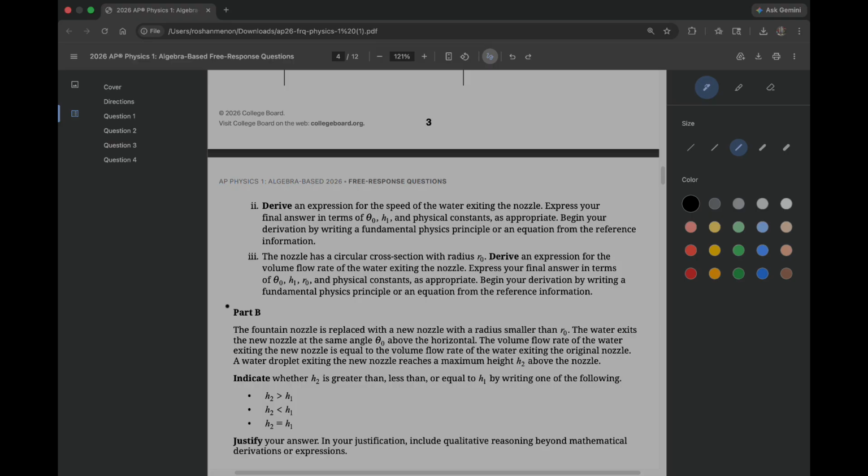Number 2, derive an expression for the speed of the water exiting the nozzle. Express your final answer in terms of theta, h, and physical constants as appropriate. Begin your derivation by writing a fundamental physics principle or an equation from the reference information.